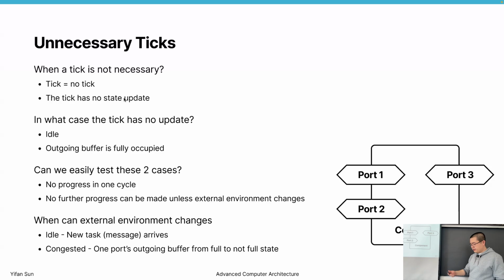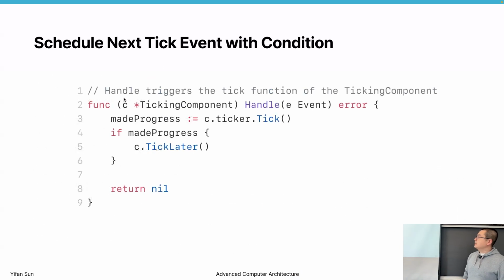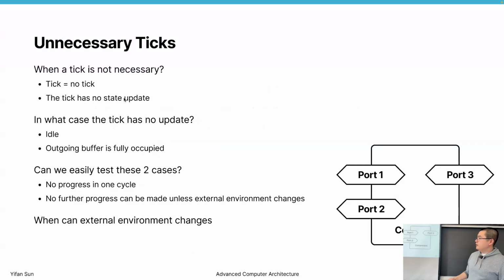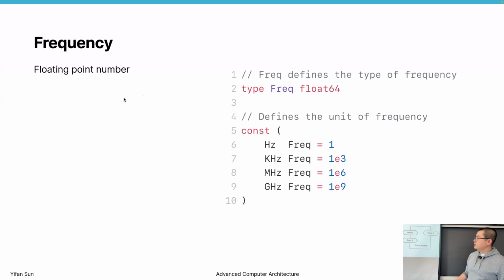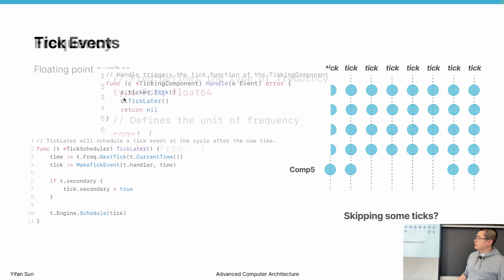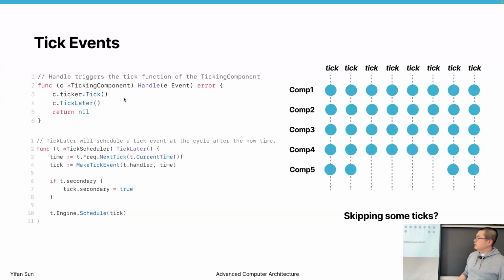Okay, so same results guaranteed, because all the ticks we skip, we guarantee there's no state update, right? So let's see how we actually implement this method. Now, remember in the previous code, we have this method, right? Then we make this event happen, we update its internal state, then we immediately tick later.